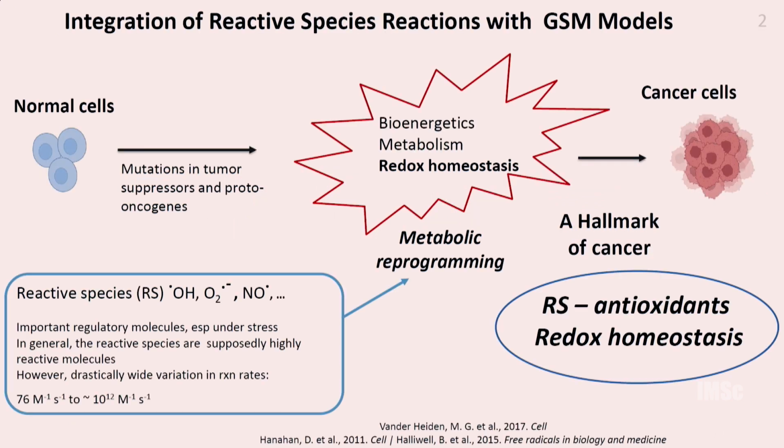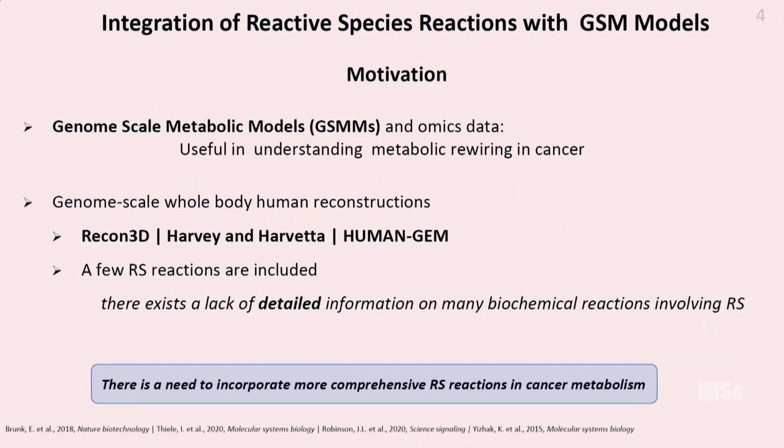One of the reasons why we are interested in cancer metabolism is that reactive species have an important role to play. There is a lot of talk about redox homeostasis and metabolic reprogramming happening because of reactive species. And RS, antioxidants and redox homeostasis are some of the hallmarks of cancer. So we thought, if we bring the reactive species into the system, can we actually learn more about cancer cells or, in general, cancer metabolism?